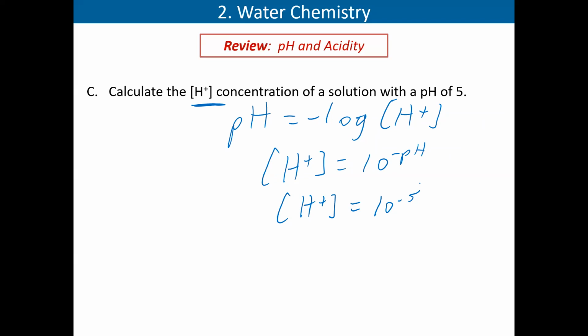But in my calculator, there's a way to put in minus 5, and then I use the button that's 10 to the X. So I can just use that button, but not every calculator has that one. So this is 10 to the minus 5. There's hydrogen concentration. Don't forget your units. Always remember your units. If you don't have your units on things, you can lose marks for that.